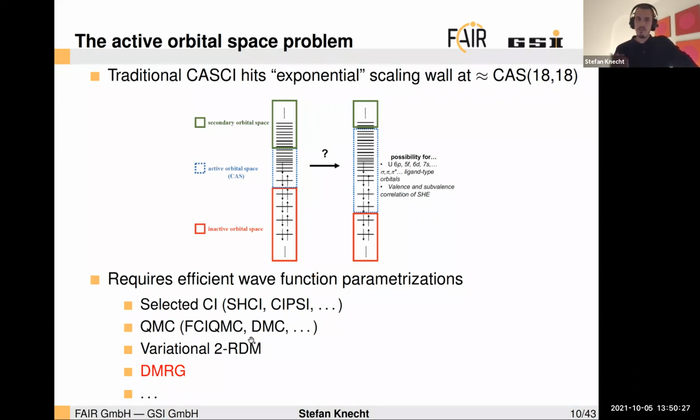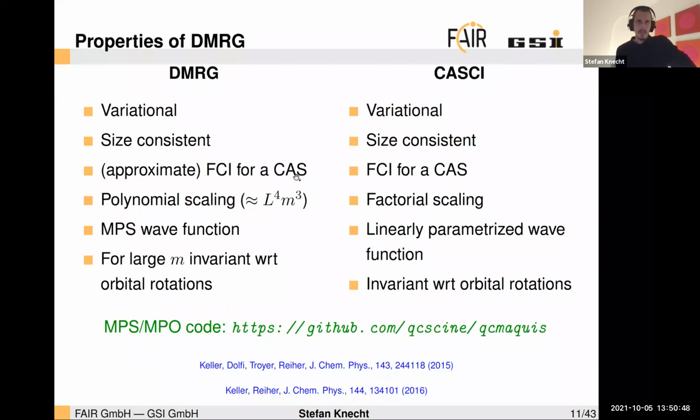And just to mention a few here, that could be some type of selected CI, that could be full CI quantum Monte Carlo or diffusion Monte Carlo. That could be variational 2-RDM methods, as we have, for example, also this afternoon. And of course, DMRG could also be one potential active space solver here. And I think I don't need to summarize too much here about the properties of DMRG. It's variational, it's size consistent, and it is an approximate full CI for a given active orbital space, approximate only because we have to choose a finite bond dimension.